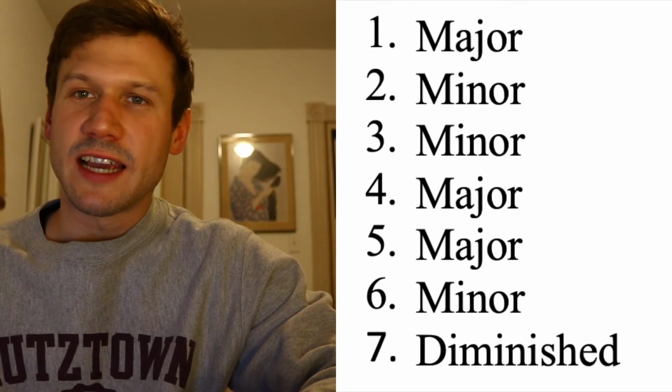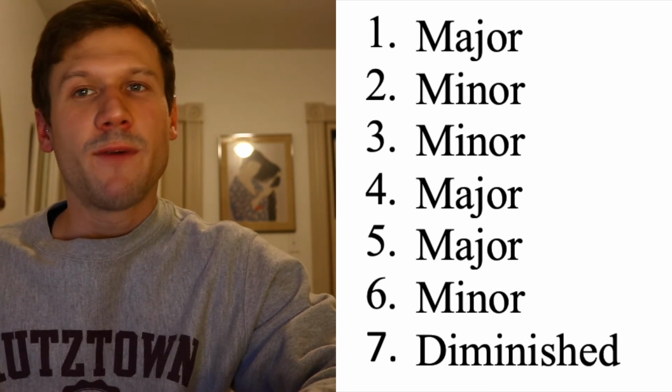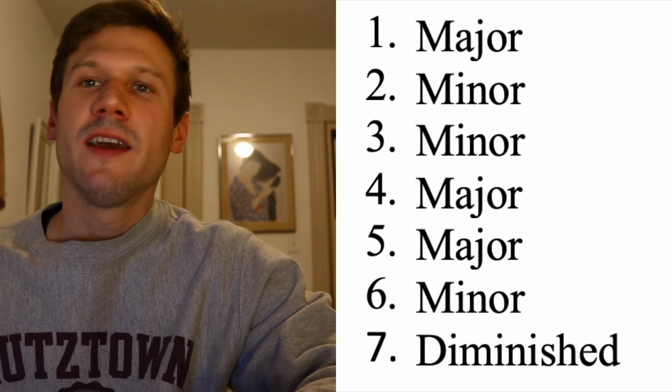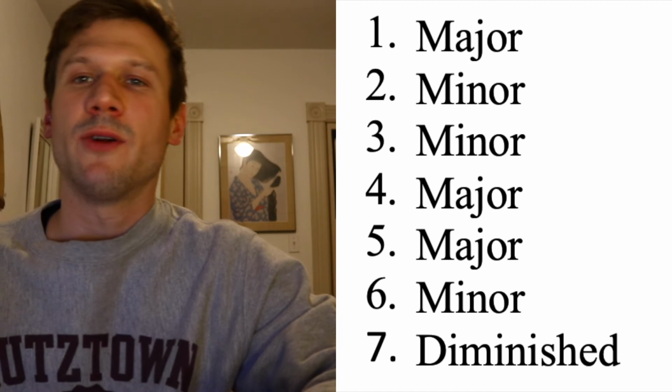So the first note of the scale is going to be your major chord. The second and third notes are going to be minor chords. The fourth and the fifth note are going to be major chords. The sixth note is going to be your relative minor chord. And the seventh note is going to be your diminished chord.